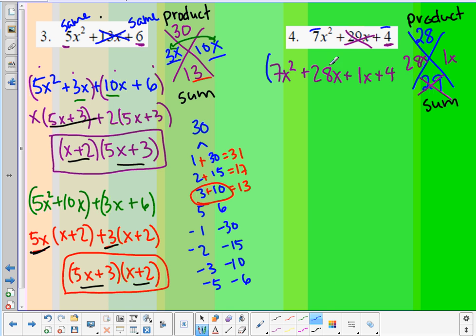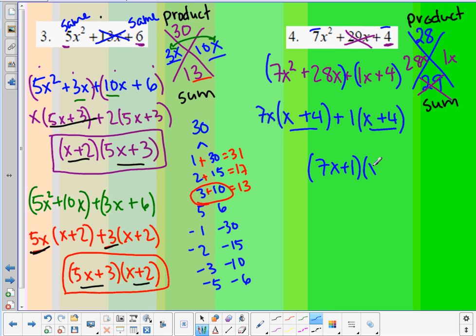So I'm going to group the first two and group the last two. From the first group, I can take out a 7 and an x. So I have 7x outside, I have x, and then plus 4 behind. 28 divided by 7 is 4. X is canceled out. From the second group, I can only take out a 1, and that leaves me with x plus 4. But that's okay, because my insides match, so I know I'm on the right track. So 7x plus 1 and x plus 4, those are my factors.